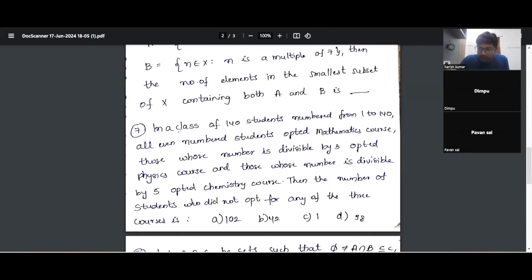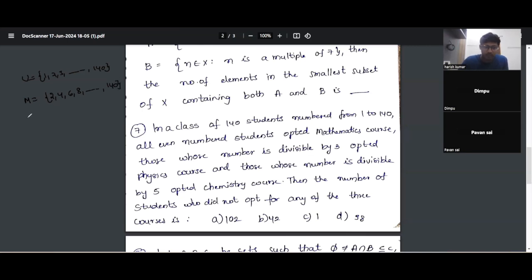Did you try, Dimpu? Yes, sir. Okay, fine, no problem. In a class of 40 students numbered from 1 to 40. Okay, so let's say the universal set, right? It is numbered 1, 2, 3, and so on to 140, right? All even numbered students opted for the mathematics course. So the mathematics course was opted by even numbered students, that is 2, 4, 6, 8, and so on to 140.